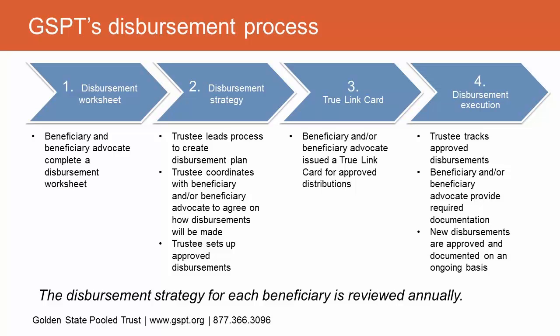Then the trustee, so Steve and his team, will need a process to turn that worksheet into a disbursement plan, so an actual spending plan for how the funds in the trust will be used. That often can be different than the disbursement worksheet, right? There's often a lot of conversation that happens there. And then from there, the trustee actually sets up, sort of like an automatic bill pay, the approved disbursement. And we can look at what that would look like.